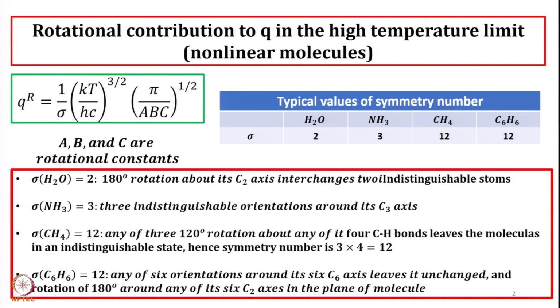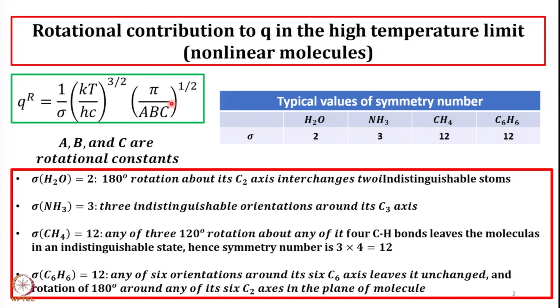We have discussed that for a nonlinear rotor, we need to have the knowledge of A, B and C. And for a linear rotor, we need to have a knowledge about B, rotational constant. And rotational constant basically involves moment of inertia. And moment of inertia involves knowledge about the mass and the bond length. So, with this background, now we will start discussing some numerical problems.